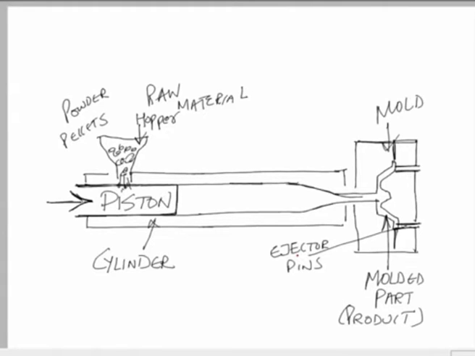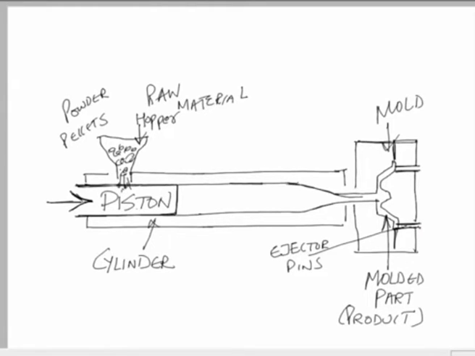So till now we have seen that we have a hopper in which the plastic raw material is kept, in the form of powder or pellets. This raw material enters the cylinder, and in the cylinder we have a piston and cylinder type of arrangement in which the raw material is pushed towards the mold. The mold is at one end of the cylinder, and then we have the ejector pins which are used to eject the final product out.